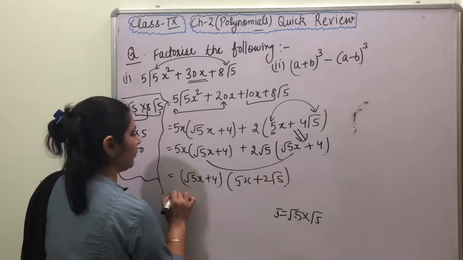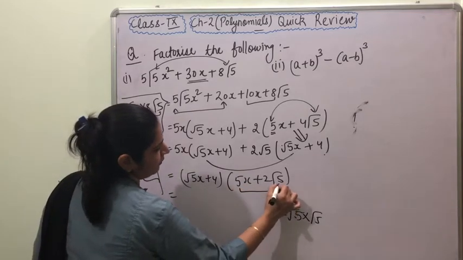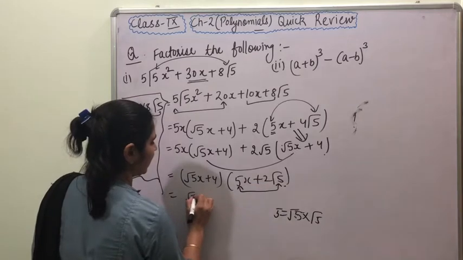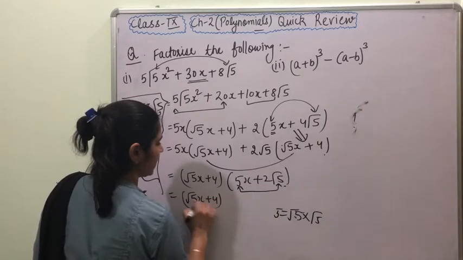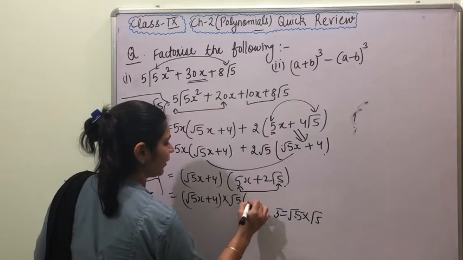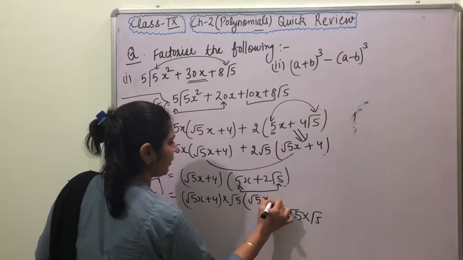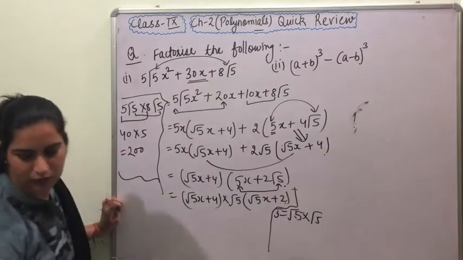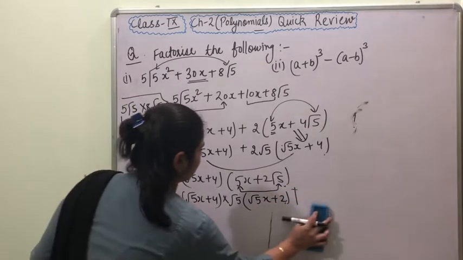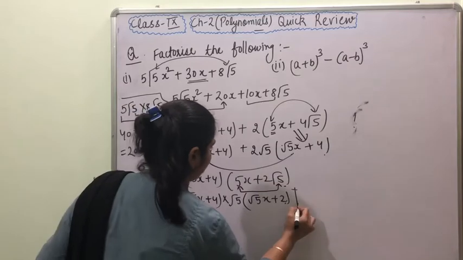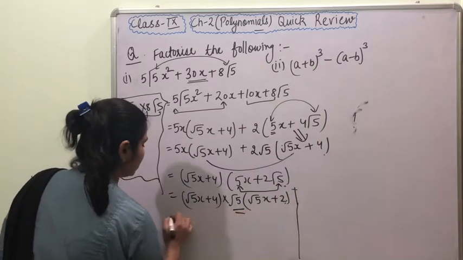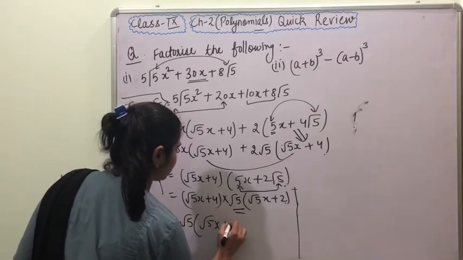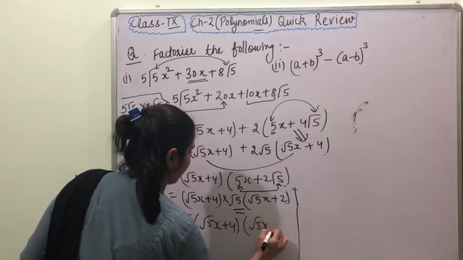Further we can simplify this term. Again, here we can take root 5 as common out from the last two terms, which is equal to root 5 into (root 5 x plus 2). This is the final answer. This one I am rubbing so that there will be no confusion. Okay, this is the final answer. Or simply you can write root 5 into (root 5 x plus 4) into (root 5 x plus 2).